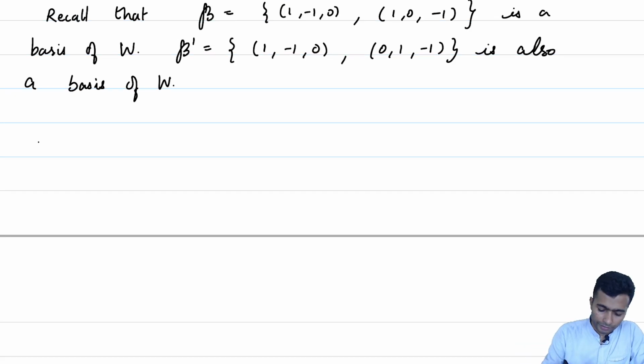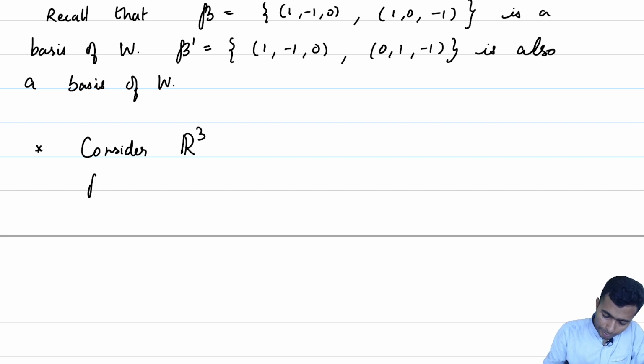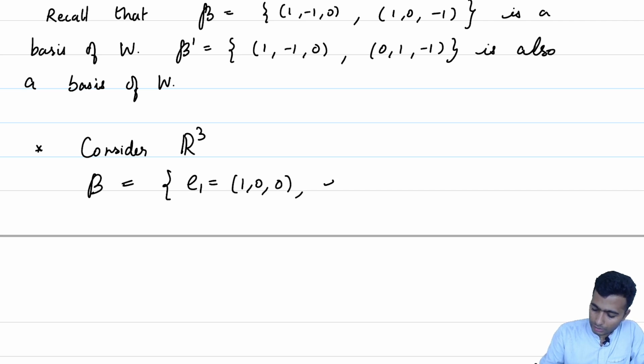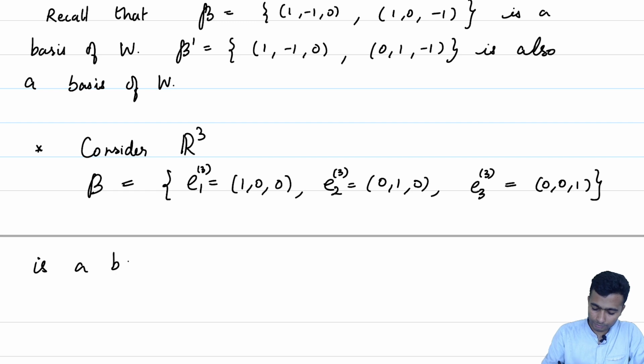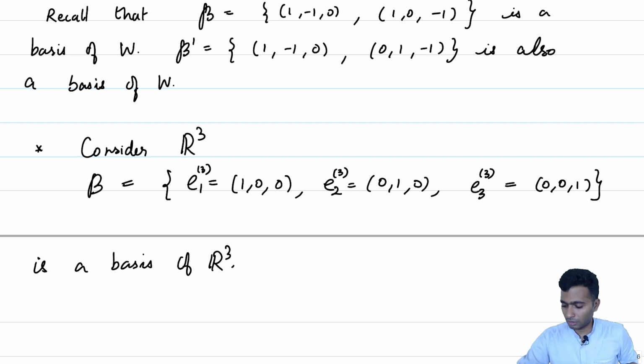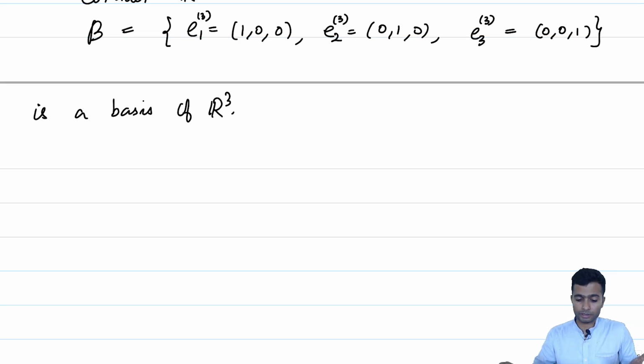Let's just consider R3 in fact. So, let us consider R3 and let beta be E1 equal to (1, 0, 0), E2 equal to (0, 1, 0), and E3 equal to (0, 0, 1). There should be a 3 here denoting that this is in R3, but we will slowly drop this superscript 3. This is a basis of R3. We already noticed that there could be multiple bases in R3 as well.